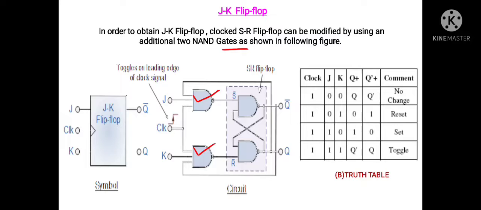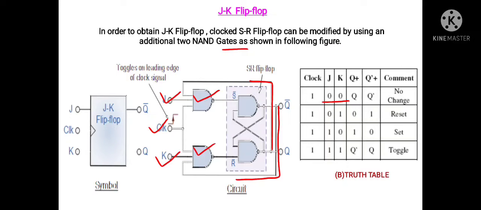The main output Q is connected to the input of this first NAND gate, and similarly the Q bar output is taken and connected to the input of the second NAND gate. Here the J input is connected and here the K input is connected, and the common clock is connected to the input of both NAND gates.